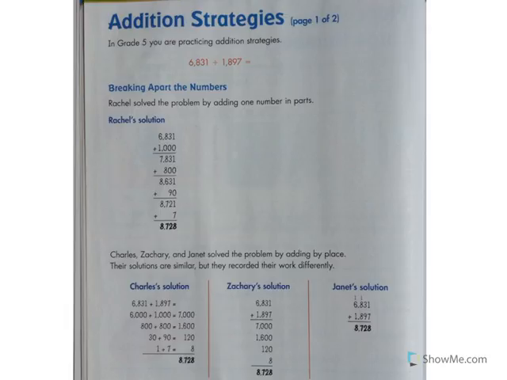So if we have this problem here, 6,831 plus 1,897. That problem there, I can't do it in my head very easily, so I'm going to use pen and paper in this case. And the example that we're going to start with is this one, Rachel's solution.